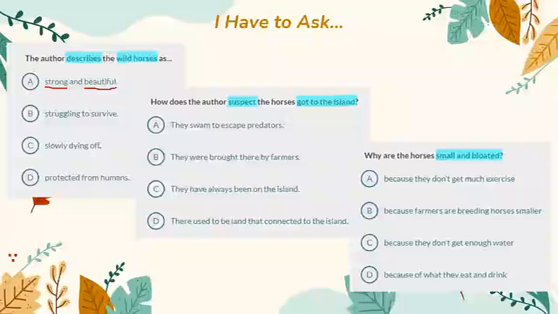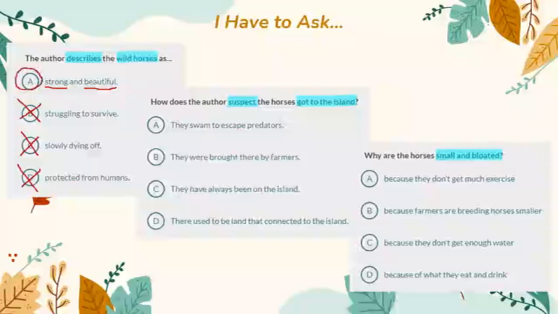B, struggling to survive. Well, I don't know. It said that they had adapted to the environment and had been there for like 300 years. So I'm going to get rid of B. C, slowly dying off. That's not true because they are surviving on the barrier island. D, protected from humans. They're actually not protected from humans totally. We are allowed to go and see them and get somewhat close, within 40 feet of them. So they're not protected from humans completely. So the answer is definitely A, strong and beautiful.